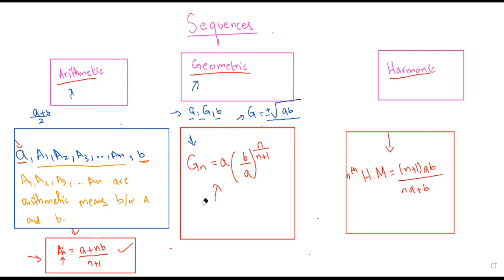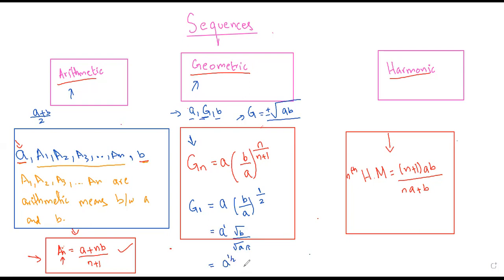So how do we get this? Let's check this out. In the case of three terms, I would only have G1. So G1 is going to be A, which is fixed, times B divided by A, to the power 1 by 2. So this is A, then under root B, and then under root A. A has power 1 here, and A has power 1 by 2 here. I know when I have the same base being divided, I can subtract the powers, and that would give me A to the power 1 by 2 as well.